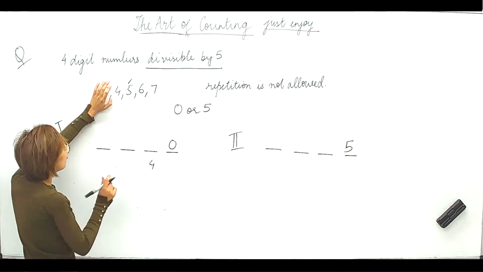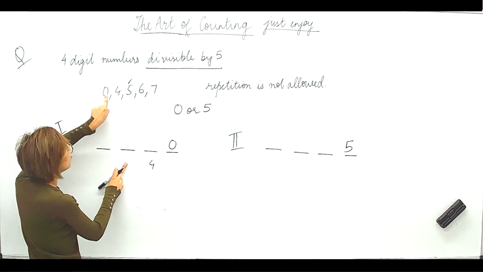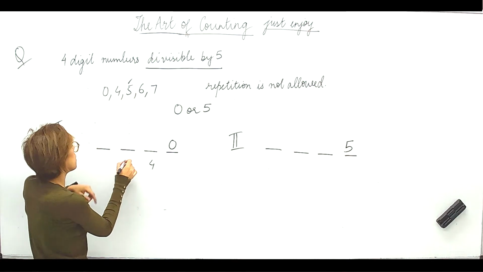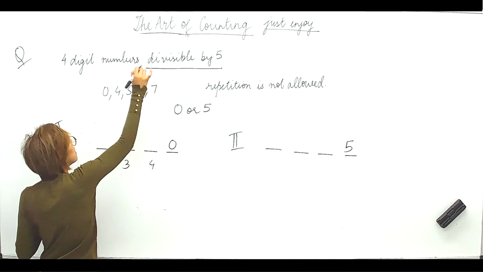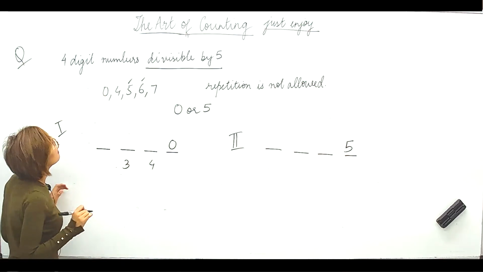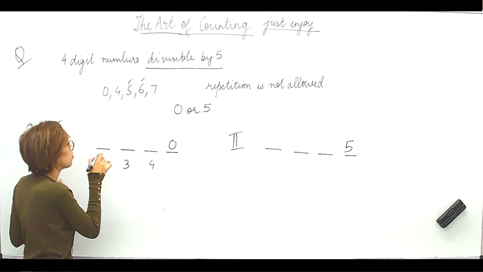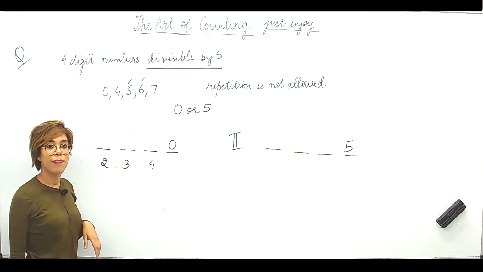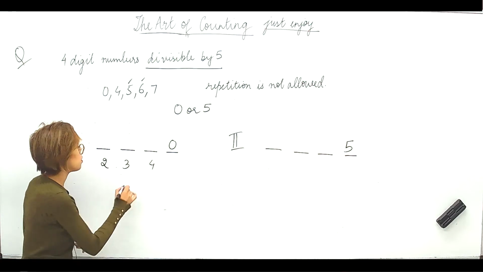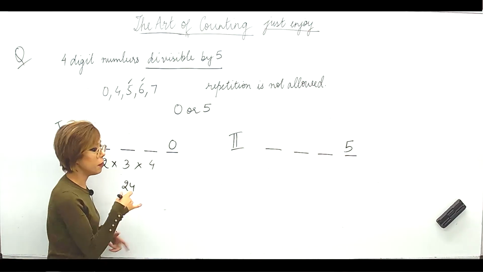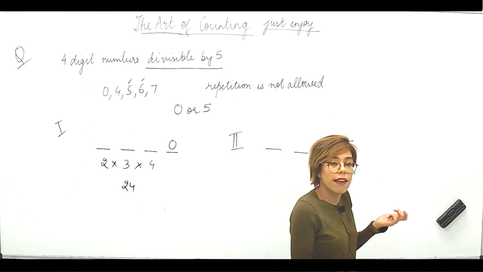Right? Now, for this place, obviously I can't put in 0, I can't put in 5. So how many choices? 1, 2, 3. 3 choices. Right? Suppose मैंने डाल दिया 6. Right? Then, how many choices? 7 and 4. Right? So just 2 choices. Right? So this is nothing but 24. Obviously, multiply hona hai, you have to multiply it.